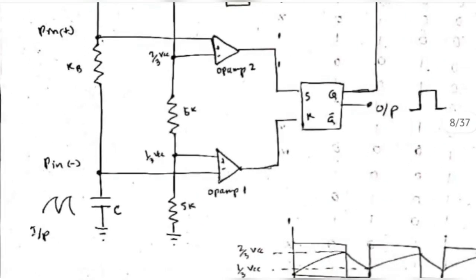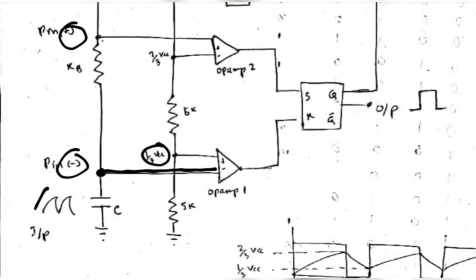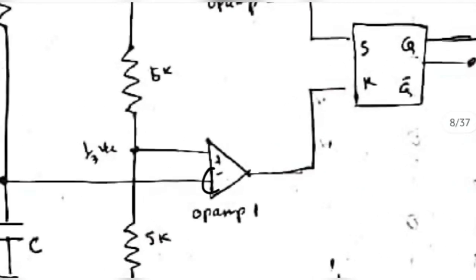Okay, so then the capacitor will start charging. When the capacitor's charge increases, the voltage at the negative and positive pins increases. At that time, when it crosses 1/3 VCC, this negative will become more.